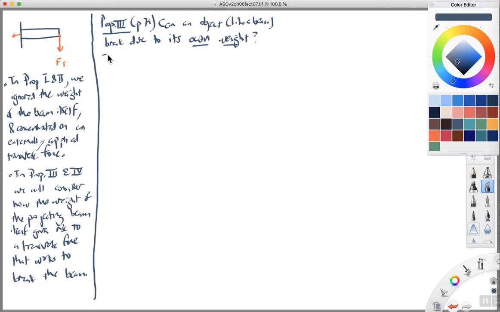And if so, how does the breaking moment, I'll remind you what we mean by that in a moment, how does the breaking moment increase with the thickness and the length of the beam?